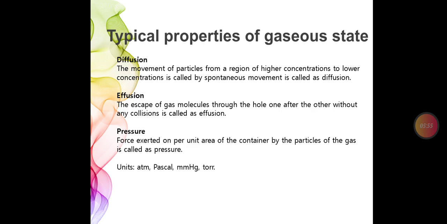Then we have pressure. Pressure is defined as when the molecules or the particles of the gases exert force across the walls of the container and among themselves. This is called pressure. Pressure is defined as force per unit area, and there are different units for pressure: atm, pascal, mm Hg, torr, and you need to practice the unit conversions for pressure as well. We'll be doing it in a later slide.